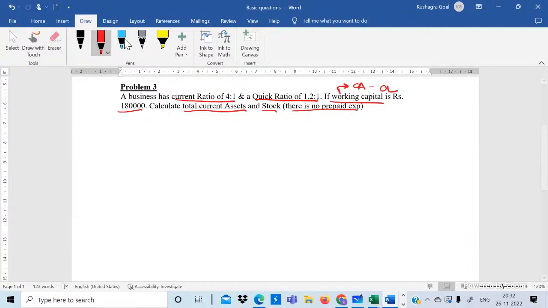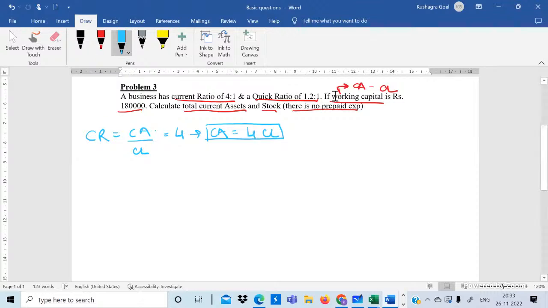So let's try this. My current ratio is 4:1. So how do I calculate my current ratio? Current ratio is nothing but current asset upon current liability. And they're saying this is 4:1, which means if I cross multiply, I'll get current assets equal to 4 times current liabilities. Any doubt with this?